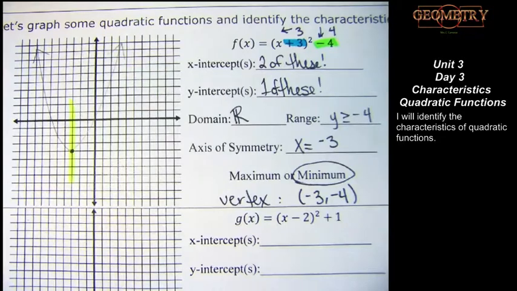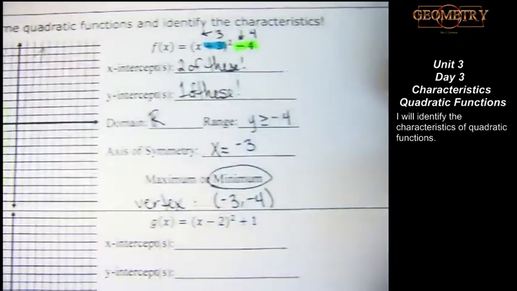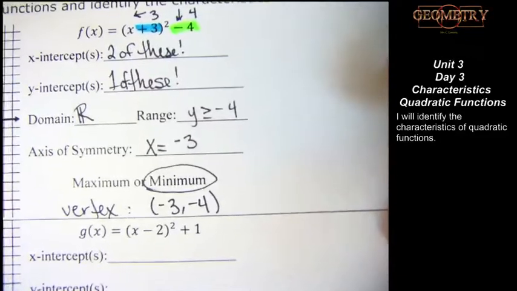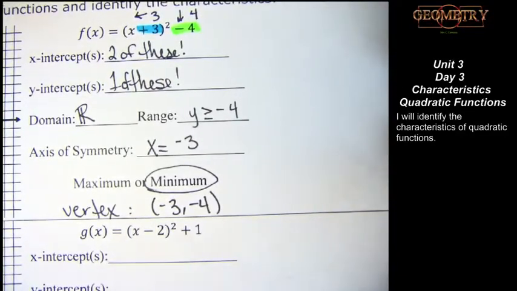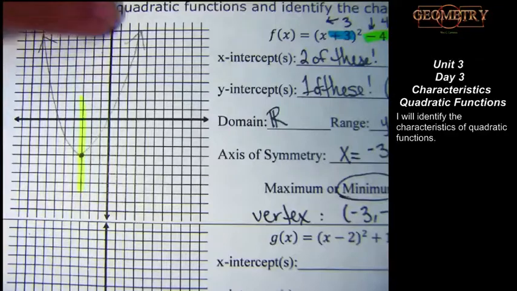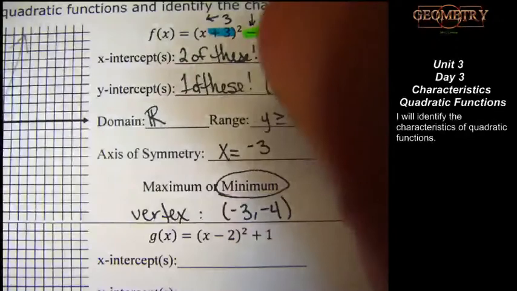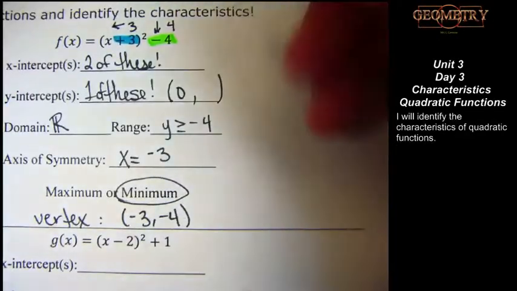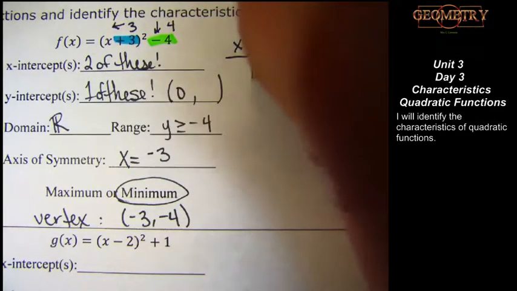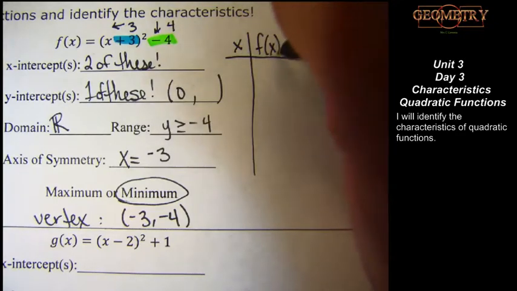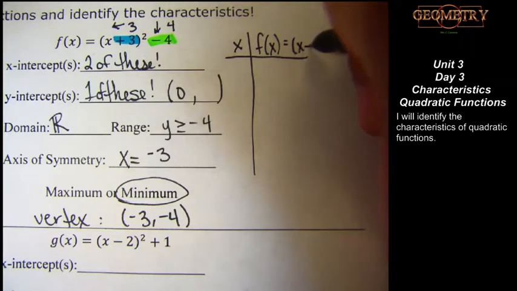All right. Let's try to find the y-intercept. The y-intercept happens when the graph crosses the y-axis. What is the value of x at the y-axis? Let's look at my graph. Here's my y-axis. What's the value of x along this line? It's 0. I'm going to use my table of values to help me generate what the value of the function is when x equals 0.